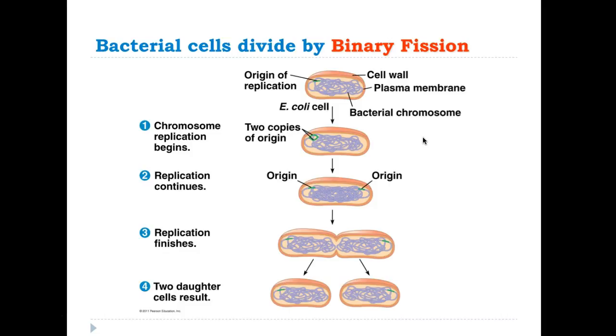All right, bacteria cells divide by binary fission. Basically, there are four to five steps of binary fission. Typically, chromosome replication begins up here. You'll have the circular chromosome, which will be replicated. The replication continues, and then here's where the fourth and fifth steps differ. As replication finishes, those replicated chromosomes will start to move towards the poles of the cell. And then eventually two daughter cells result, and cytokinesis will begin.